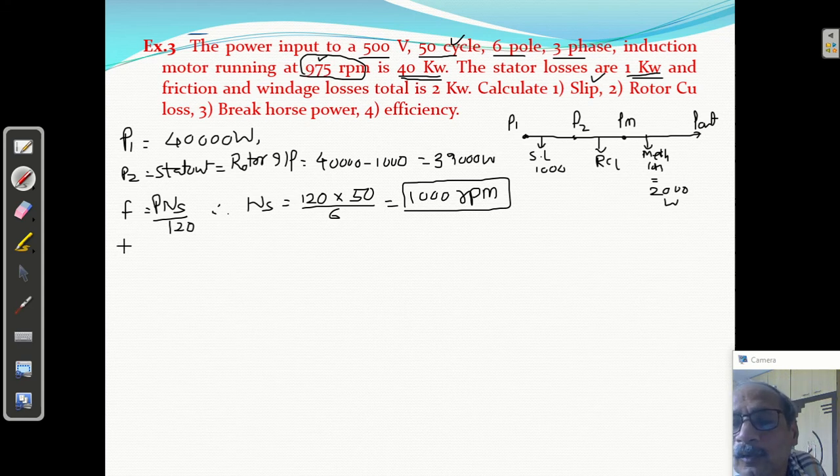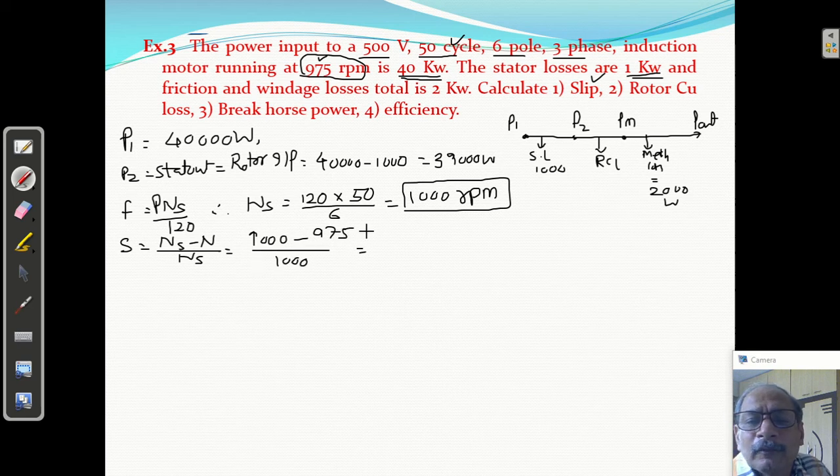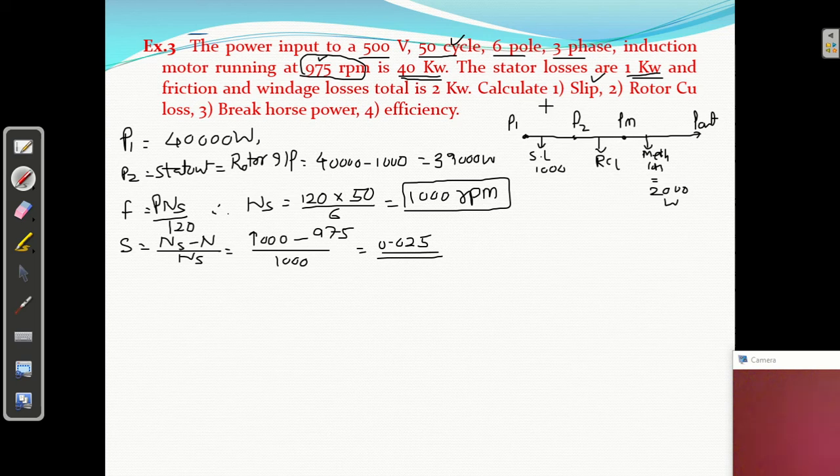Now slip equals NS minus N upon NS. So directly 1000 minus 975 upon 1000, that is 25 upon 1000, which is 0.025. In this way you can calculate the slip. Okay, the slip we have calculated. Next part.